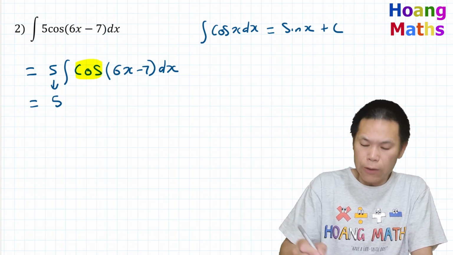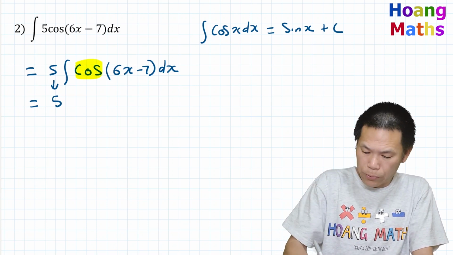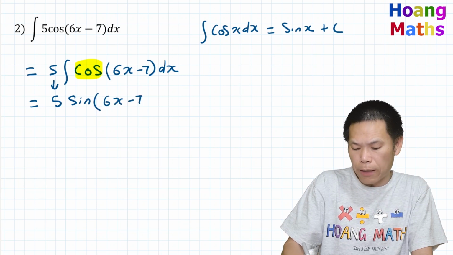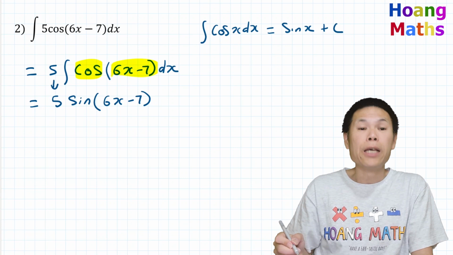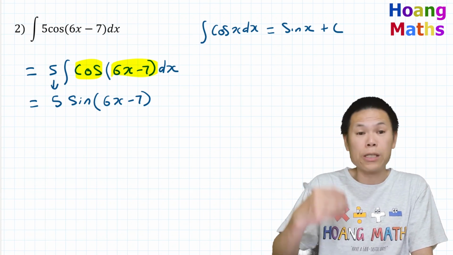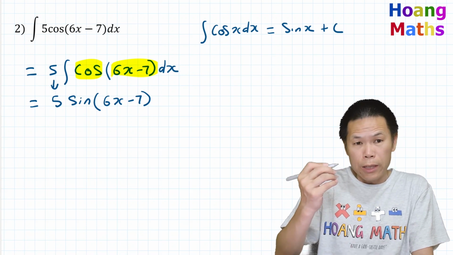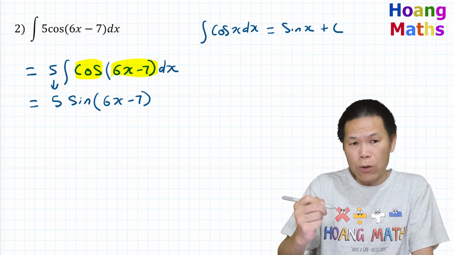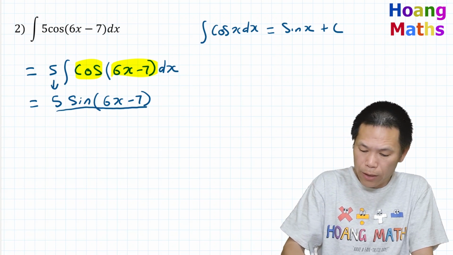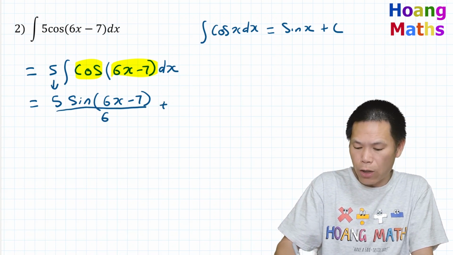So now I just integrate cos, give me sine. Sine of the angle, that is 6x minus 7. Now we just differentiate 6x minus 7, so that gives me 6. So now we just divide by 6. We divide by the derivative of the angle because we integrate, not differentiate. So I divide this by 6 and we add a constant.